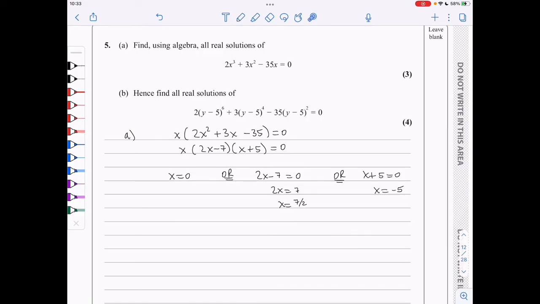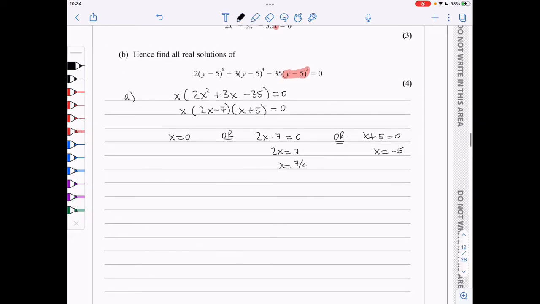And B, hence find all real solutions of this equation here. The hence means that this part follows on straight from the previous part. You need to find a connection between the two equations. It doesn't take long to realize that the x became y minus 5 all squared. So that's the connection between the second equation and the first.